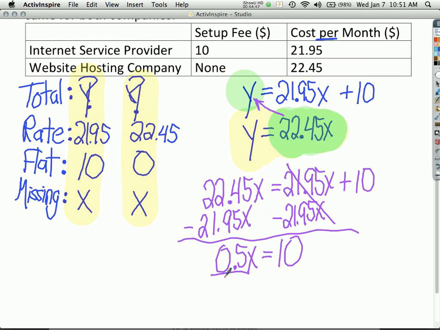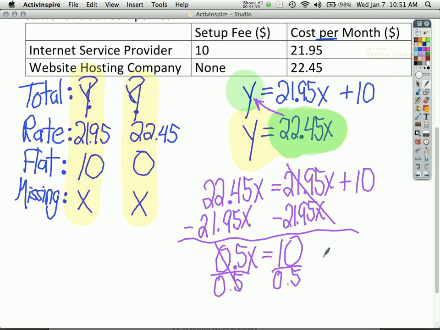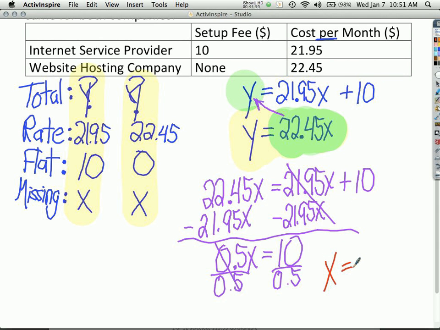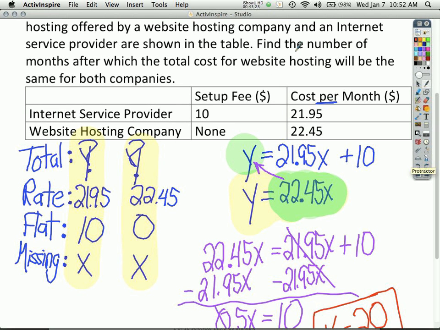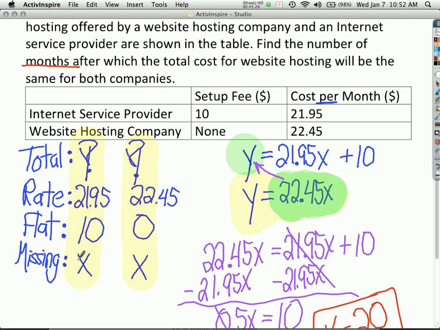Divide both sides by 0.5. That disappears, and you get x equals what? Got a bunch of people who got it already. Yasmin, what'd you get? What'd you get, Keshape? Yeah, you get 20. And since we were just asked for the number of months, and we were not asked for the total cost at that point, we actually can stop because that's all we were asked for. Find the number of months, and x is the number of months. And so we get 20.